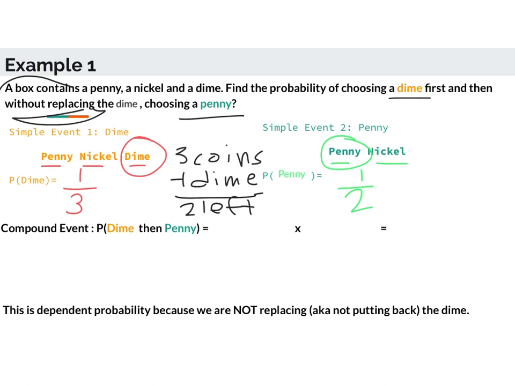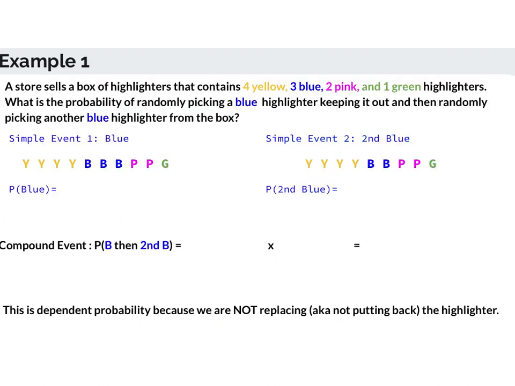Now that I have the probability of both the dime and the penny, I'm ready to multiply. So we're going to look at the probability of the dime and then the penny. So the dime, the probability is 1/3. And I'm going to multiply it by the probability of the penny, which was 1/2. And I'm going to get an answer that is 1/6. So the probability of choosing a dime, not replacing it, and pulling a penny is 1/6. This is a dependent probability problem because we are not replacing, aka putting back that dime.